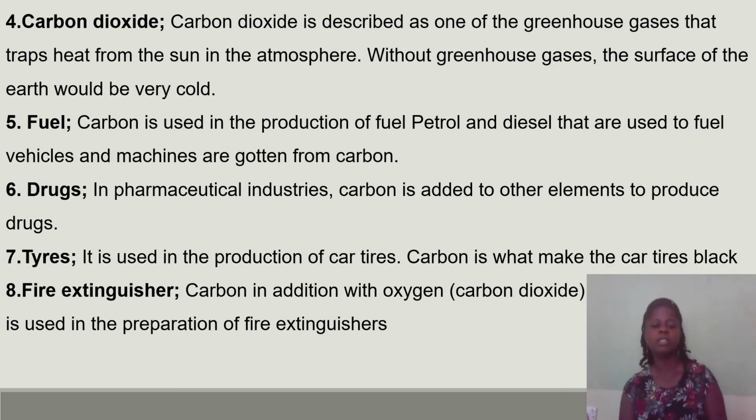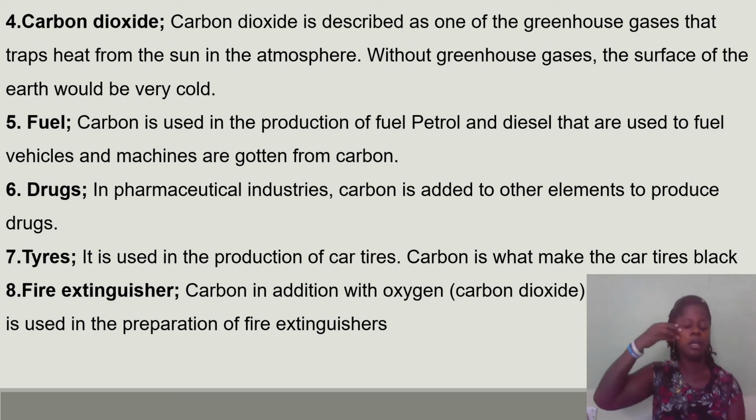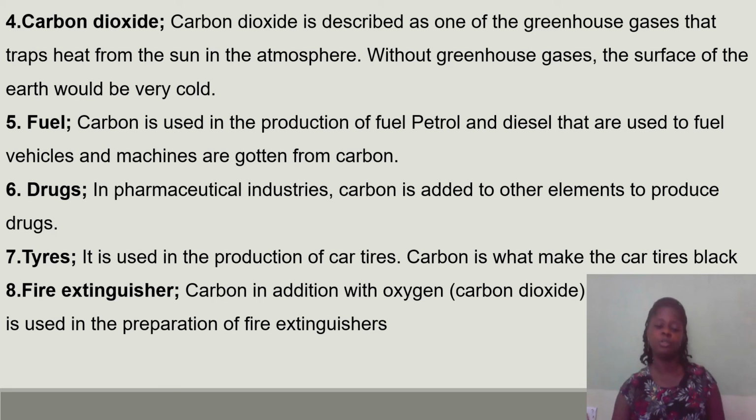So I mentioned carbon dioxide. Now the fuel that we use, the petrol, the diesel, the gas, they all contain carbon. Even in the pharmaceutical industry, carbon is added to other elements to produce what? Medicines. It is also used in the production of car tires and bicycle tires. Carbon is used in producing all these things. Finally, the fire extinguisher, like I mentioned earlier, carbon in addition with oxygen is used in the preparation of fire extinguishers. So I guess now you know a few uses of carbon and how we get carbon in the atmosphere.